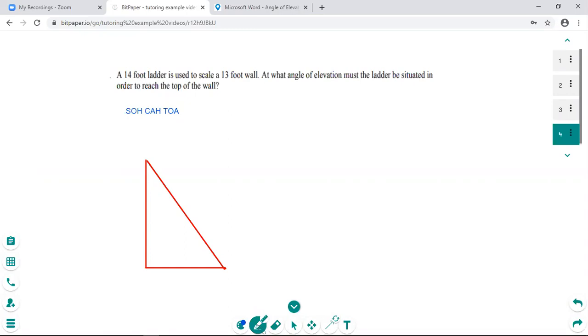So again, I have my right triangle, and I read the problem and I label my triangle based on the information given. A 14-foot ladder. The ladder is always going to be the hypotenuse. So this side will be 14 feet. Is used to scale a 13-foot wall. The wall, 99% of the time, will be the vertical side of the triangle. So the wall is 13 feet.